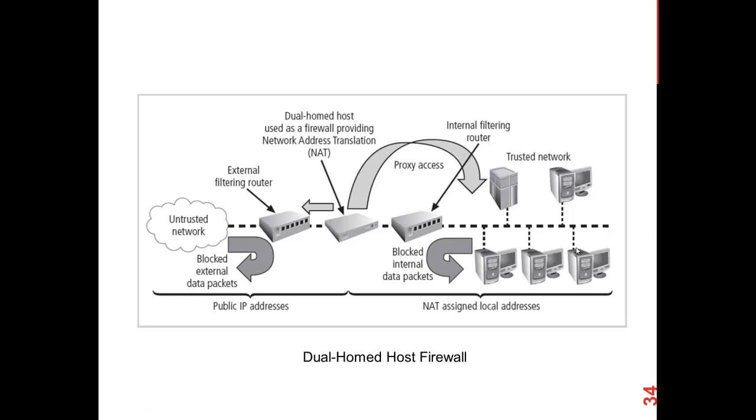Here's a picture of a dual homed host. There's an external filtering router, which pushes away traffic that's not specifically designated for the network, and then you have a dual homed host with two network interface cards, one for the external, untrusted network, and one for the internal. And then an additional internal filtering router which directs traffic into the internal network where it wants to go, but is also used to block internal data packets from going out that are not permitted to.